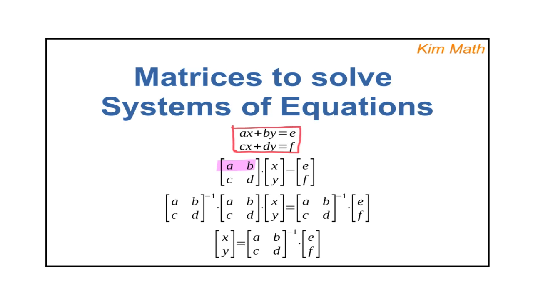[[a, b], [c, d]] times [x, y] is [e, f]. If you think backward, this is quite true, right?